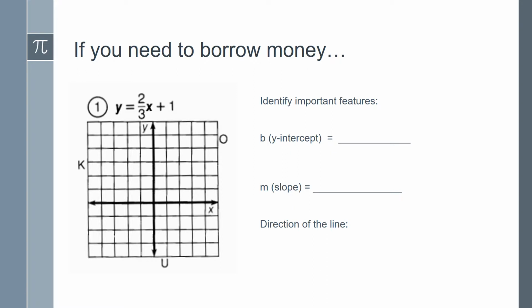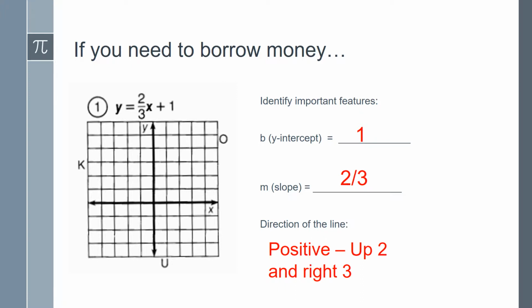Okay, so the first thing we need to do is identify the important features. We're given the equation y equals 2/3 x plus 1, and our y-intercept is 1. Our slope, remember the slope is the coefficient of x, so the slope is 2/3. Now because our slope is positive, when we graph it, we're going to go up 2 and right 3, because it's rise over run. It's how far you go up to how far you go right. So we go up 2 and right 3.